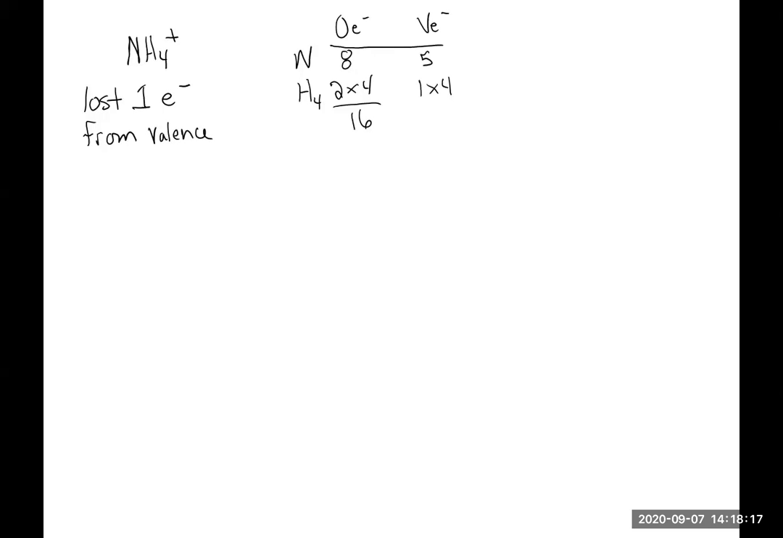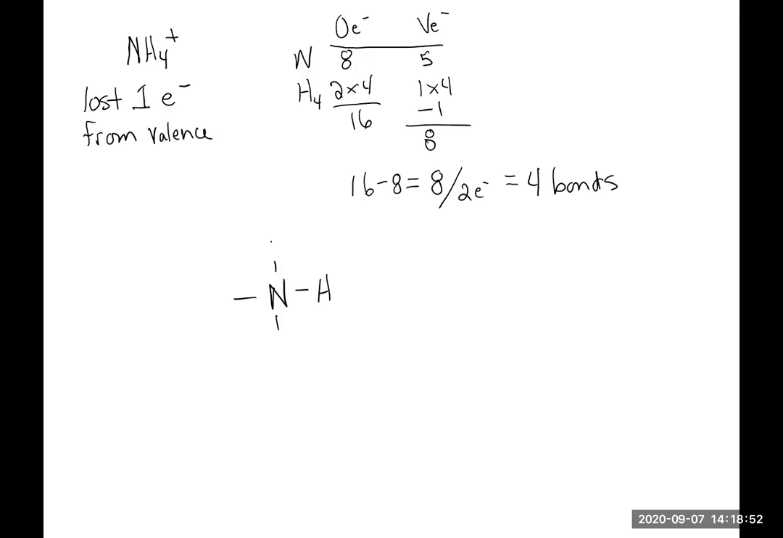And we have one more thing that we have to remember. We have lost 1 electron, so we have to take that away. So this is the total of 9 minus 1 gives us 8. And then 16 minus 8 equals 8. We divide that by 2 electrons per bond, and that gives us 4 bonds. We have a nitrogen that is flanked by 4 hydrogens.